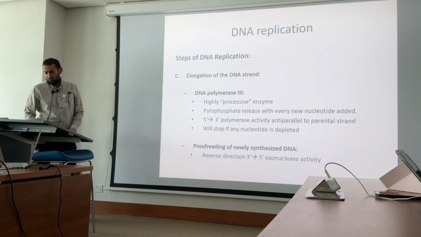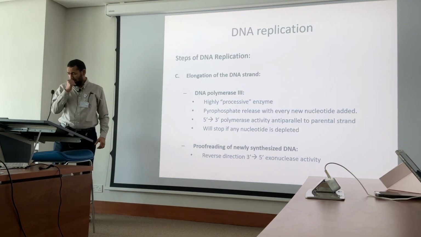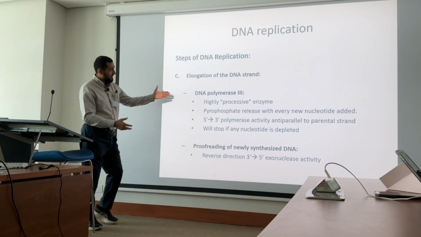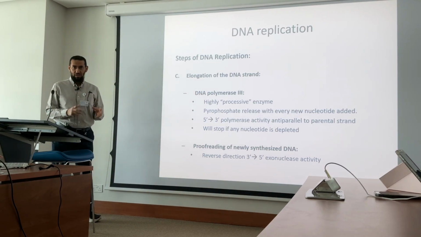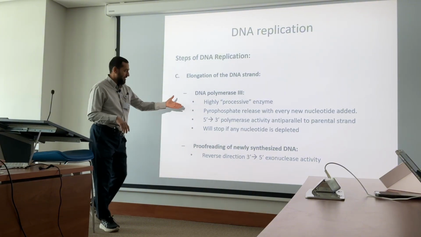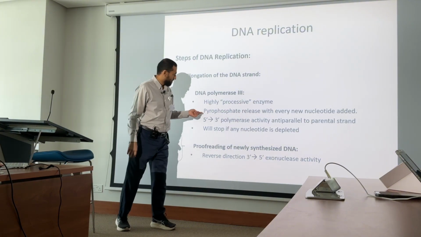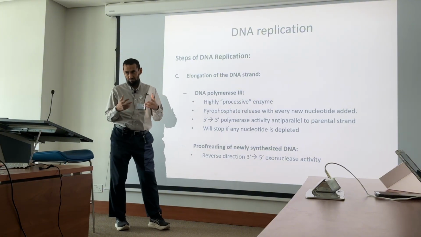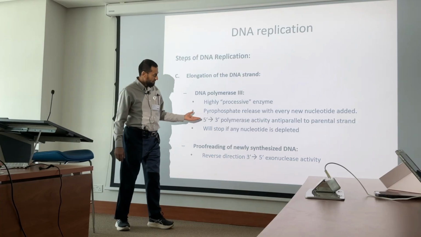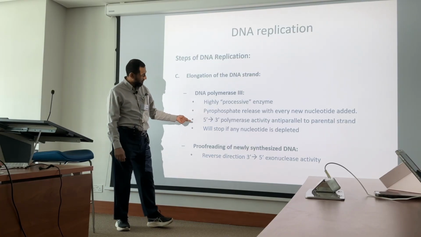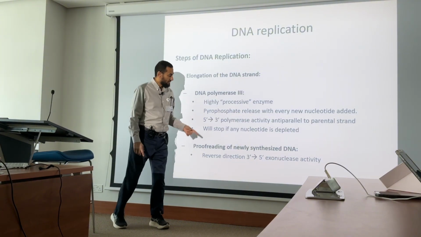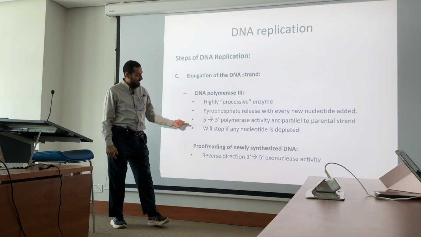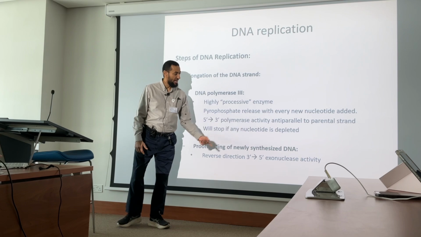Third step is elongation of DNA. We described that, polymerase 3. Very highly processive, meaning it does many things. There is a pyrophosphate release, so it's energy. There is energy needed in this process. It will polymerize from 5 to 3.